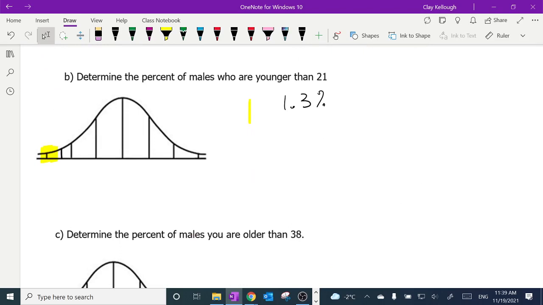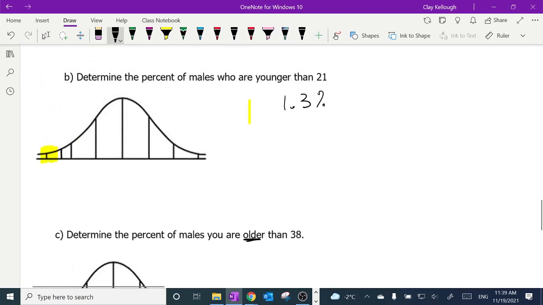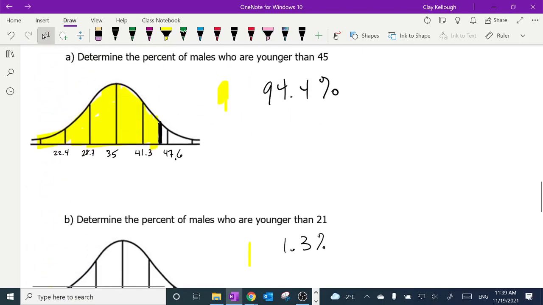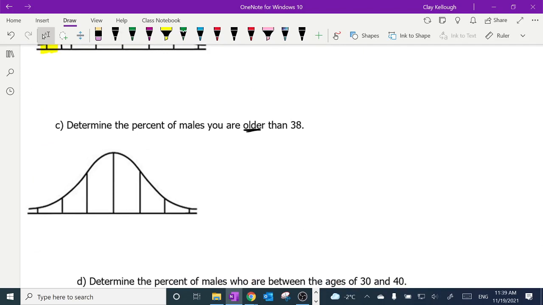Okay, so determine the percent of males who are younger than 21. I got 1.3. Okay, 1.3%. Okay, the next one is different. What's different about it? We want the percent older than 38. So we go to 38, somewhere between 35 and 41. In fact, it's pretty much in the middle. So basically we want this shaded part of the data.